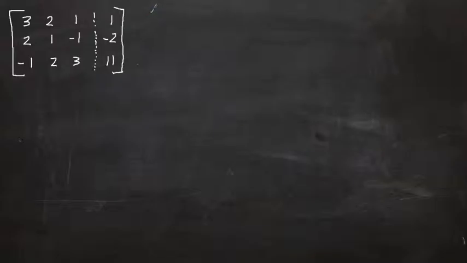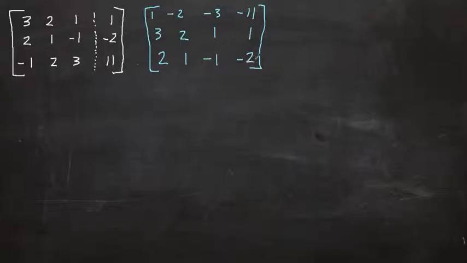So that'll become 1, minus 2, minus 3, minus 11, and I'm going to shift the other rows down. So row 1 is now row 2. It's going to become 3, 2, 1, 1, and then row 2 is now row 3. So it's going to be 2, 1, minus 1, minus 2.